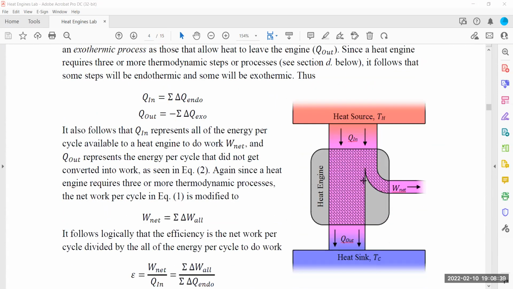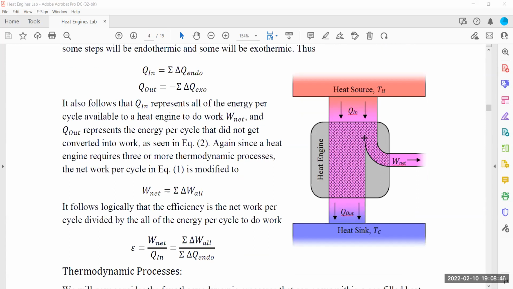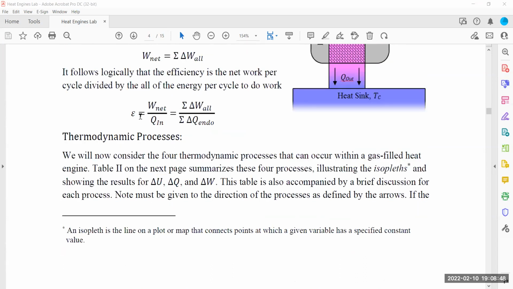This is how we explain the engine. This is W net, this is the QC, this is the Q hat. The difference between them is W net. And that is basically what we did so far. The efficiency in this lab uses the letter epsilon because it's typically used for the efficiency also, not E, the way we used it.